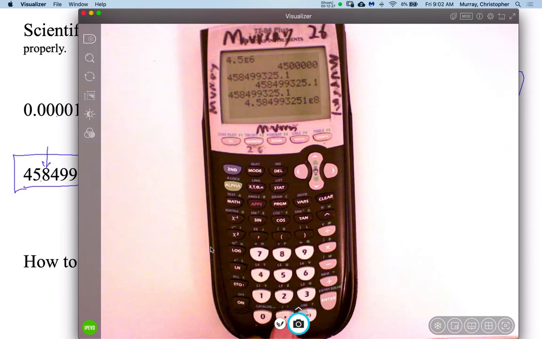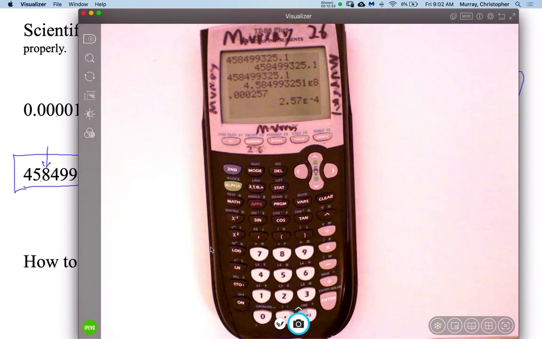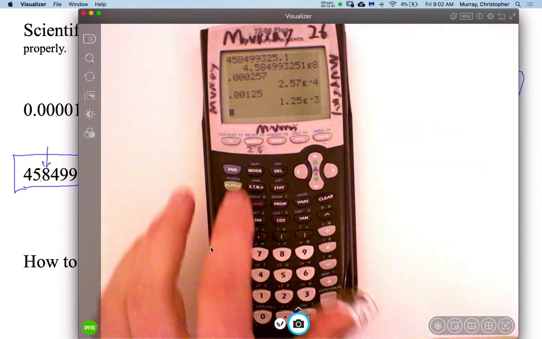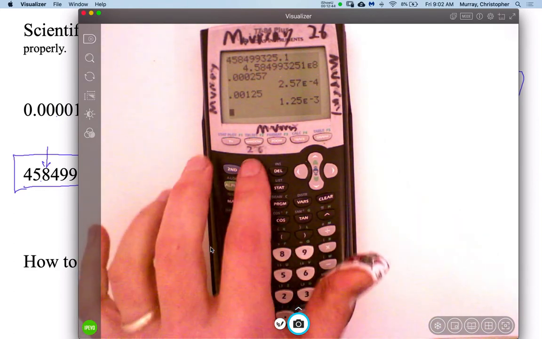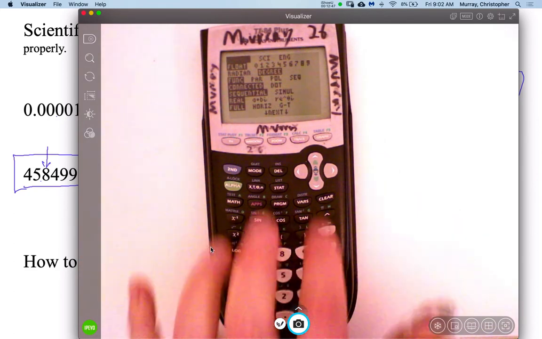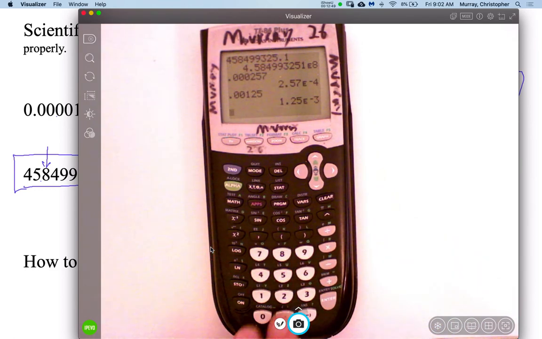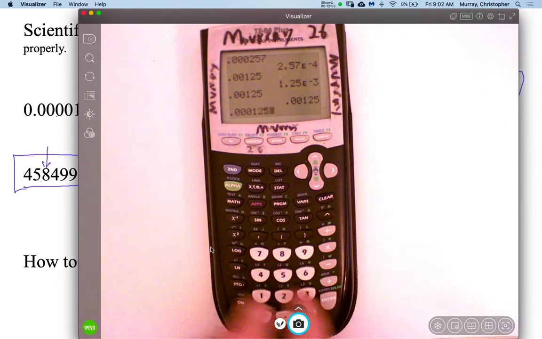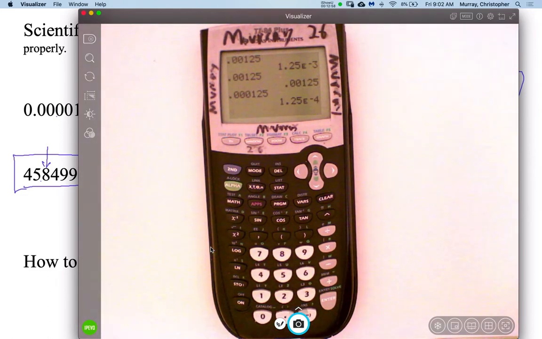Actually, if you go 0.000257, anything like that, on the other end, it automatically turns it into scientific notation. 0.00125, oh wait, we're still in scientific notation mode now. To put it in normal mode, I have to clear, right? 0.000125. So it automatically does it on the other end, but it doesn't do it on the big end. I think that's all I need to say about scientific notation.